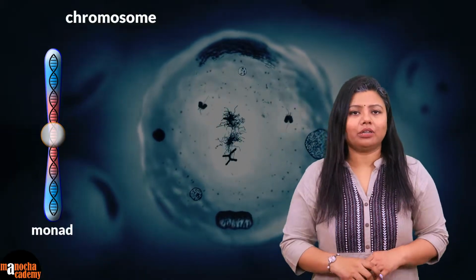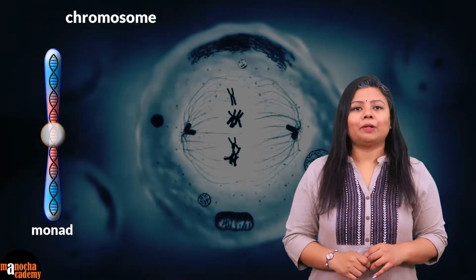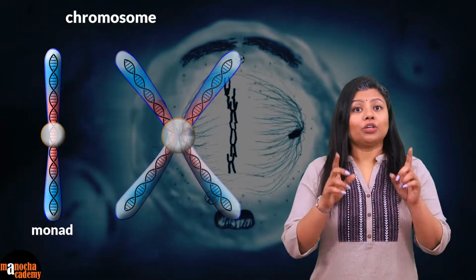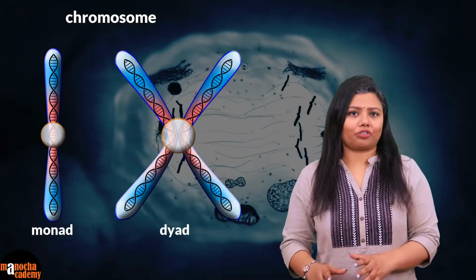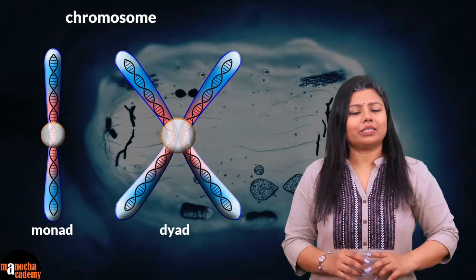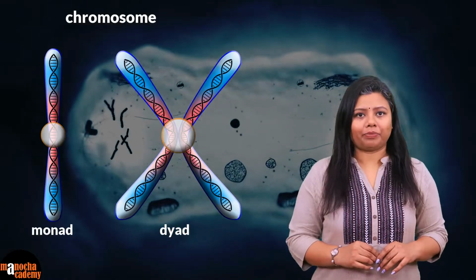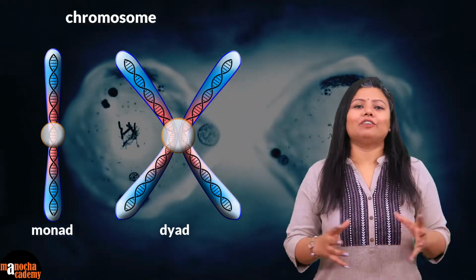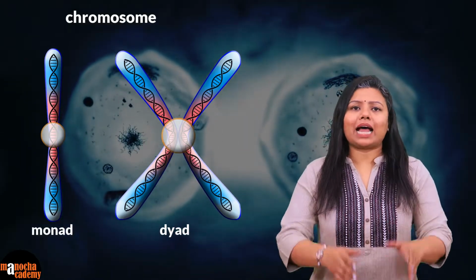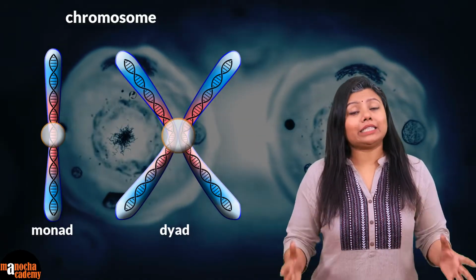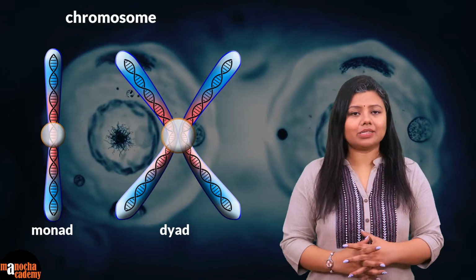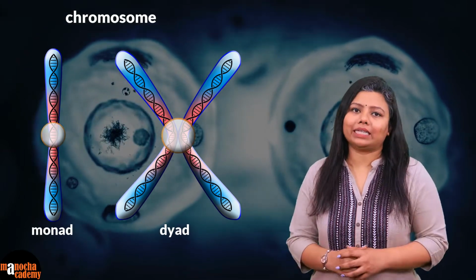So the chromosome can have a single chromatid. It is called the monad structure, mono meaning single, or it can have two chromatids during cell division, and then it is known as the dyad structure. Dyad meaning two, since it contains two chromatids. Eventually, after cell division is completed, the chromosomes again come back to their monad condition. The details of how this happens during cell division, you will learn in the next chapter.